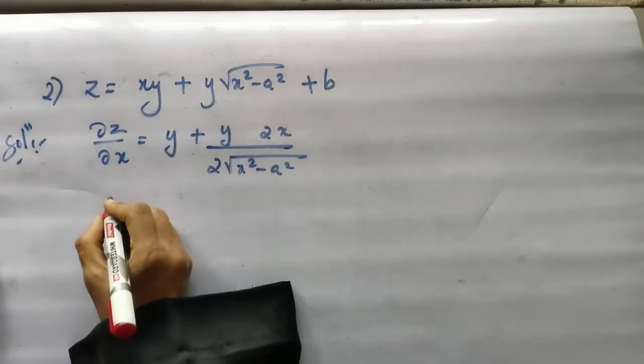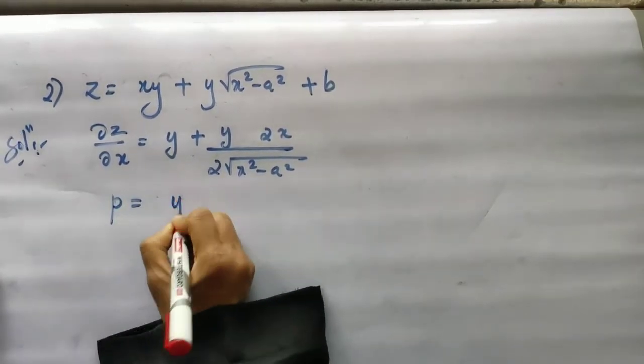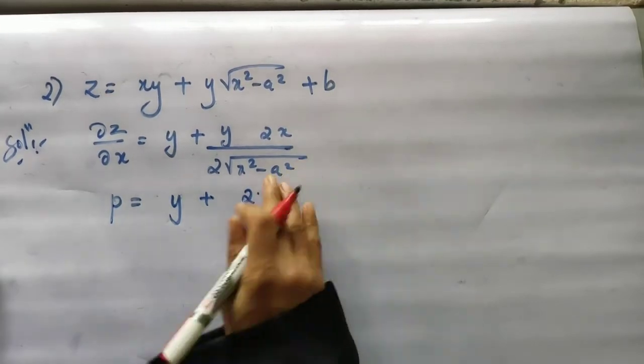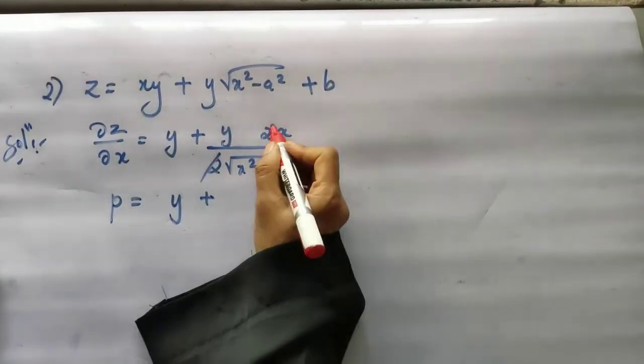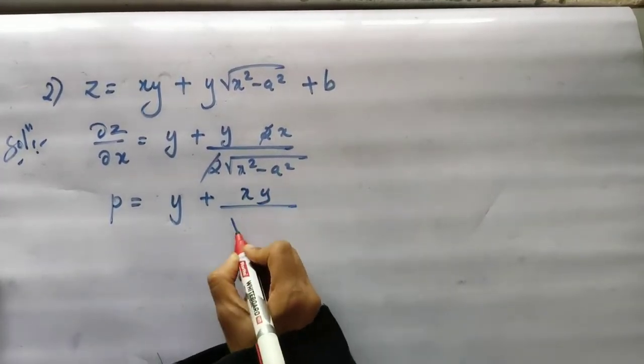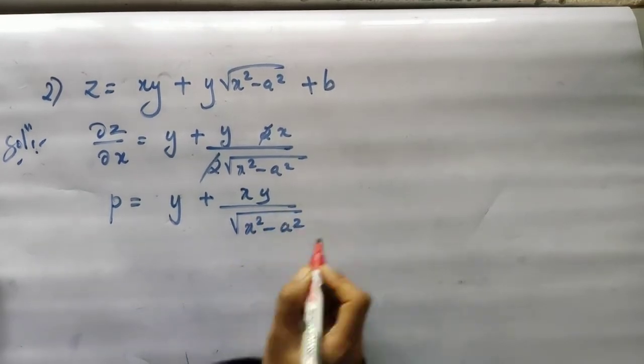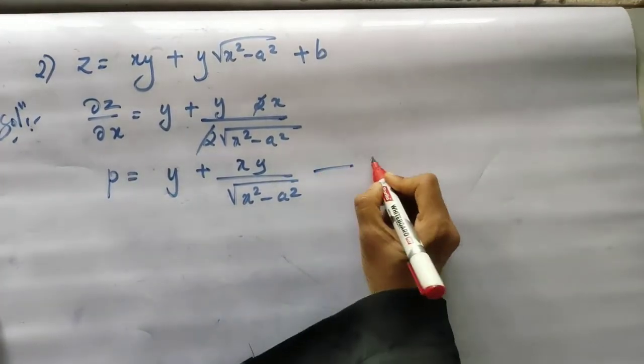Now dou z by dou x, you are writing it as p is equal to y plus 2. Now here 2 and 2 gets cancelled. One more thing. So x into y divided by root of x square minus a square you are left with. Okay, call this as equation 1.